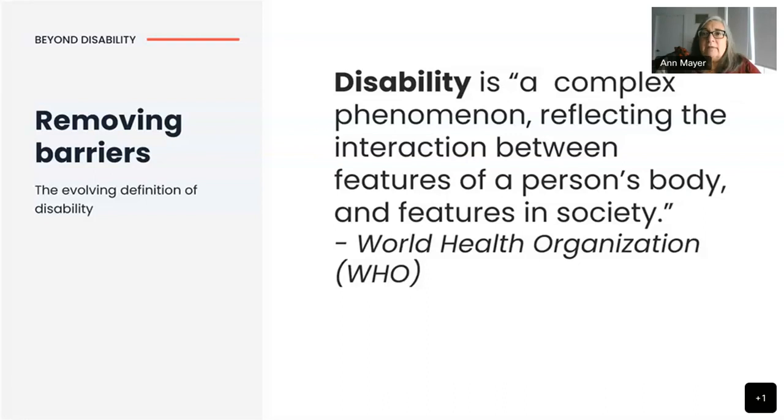In recent years, the definition of disability itself has evolved from an implied deficit in a person to an emphasis on the barriers that an individual faces. The World Health Organization now defines disability as a complex phenomenon reflecting the interaction between features of a person's body and features in society. It's not about the person, it's about the interaction between the person and their environment. So, in other words, people are only disabled because they face barriers in their environment. If you take away the barriers, they're not disabled. And this definition also acknowledges that society plays a part in creating the disability.